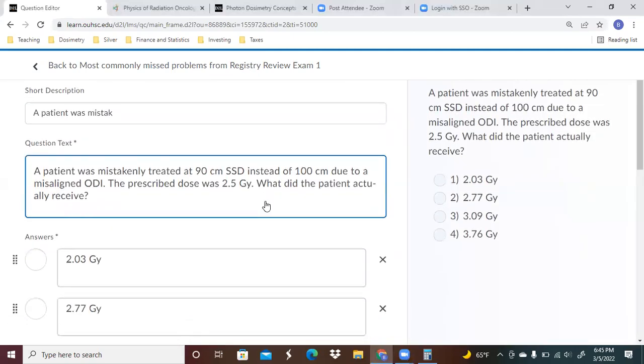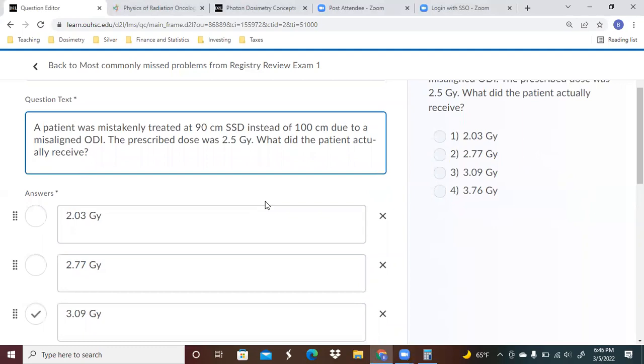So a patient was mistakenly treated at 90 cm SSD instead of 100 due to a misaligned ODI. So the prescribed dose was 2.5 gray. What did the patient actually receive? The patient actually received, since they're at 90 as opposed to 100, what do you think might have happened? Do you think they would have gotten less or more? In this particular case, they would end up with more. Question is how much?